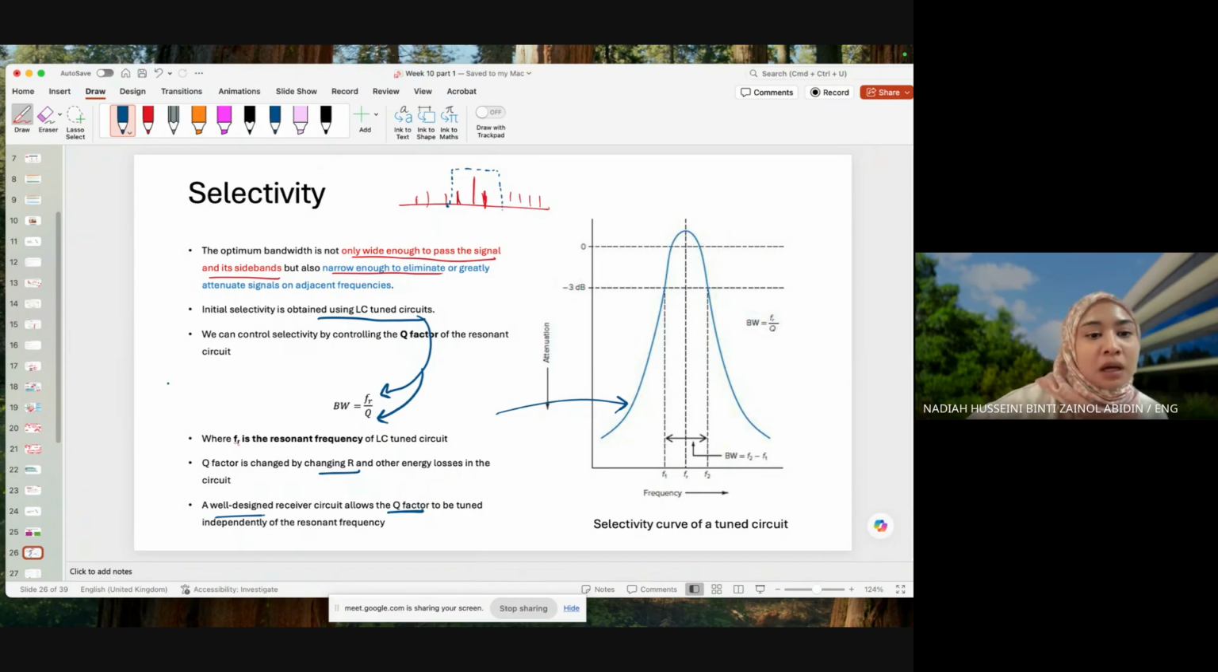Now remember, our circuit sometimes looks like this, and there's a bunch of combinations of resistors. So how do we tune our Q without affecting our FR? FR is dictated by this, right? Our inductor and C. So this is supposed to be the inductor.